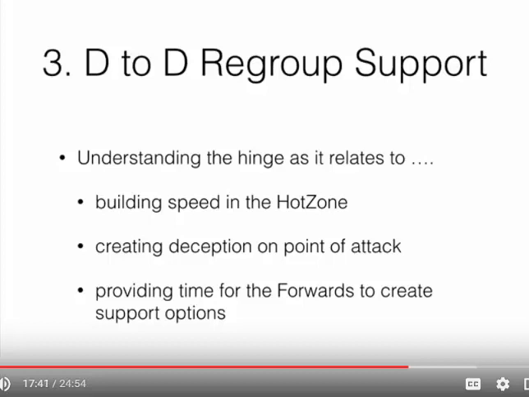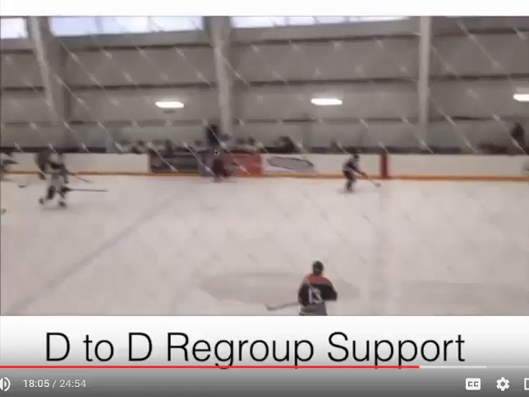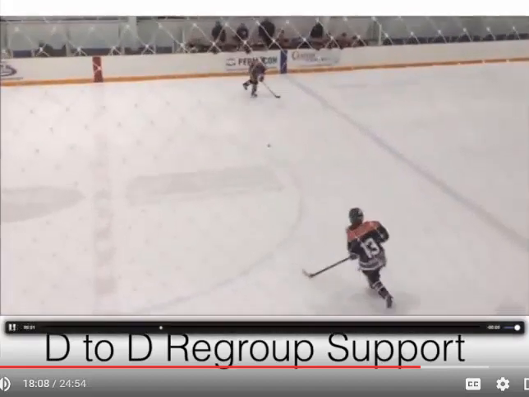Understanding the hinge on D-to-D regroup. We don't support the puck very well on D-to-D regroups, but we really don't understand how the hinge is supposed to work as it relates to building speed in the hot zone, creating deception on the point of attack, or really the point of entry where we want to enter, and then providing the time for the forwards to be able to create the support options. So this one's a good example here.